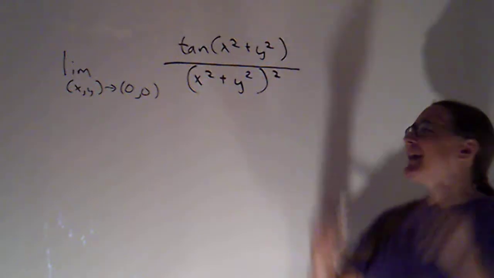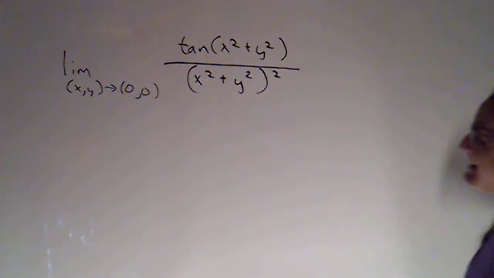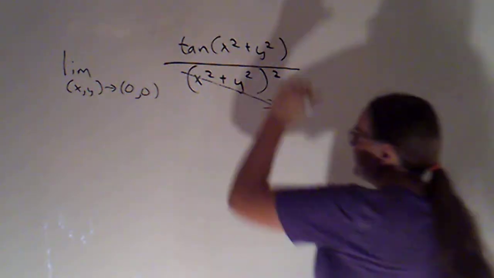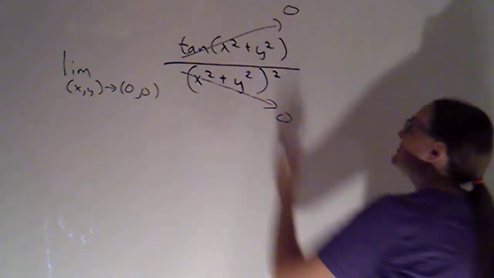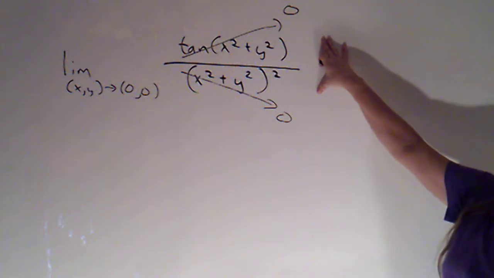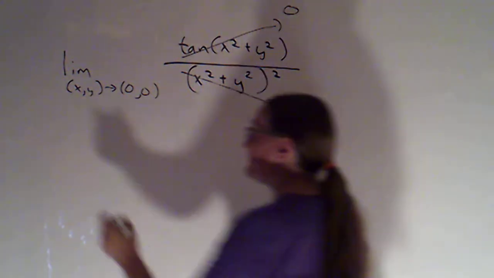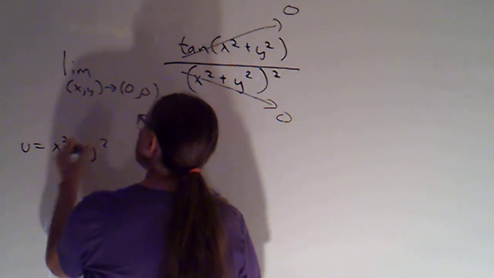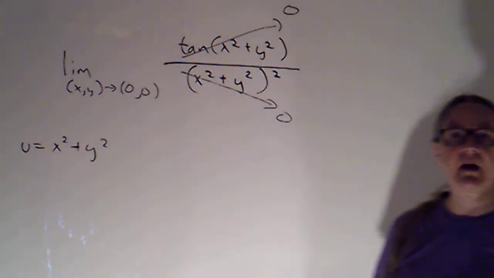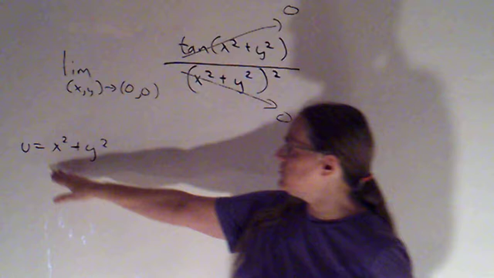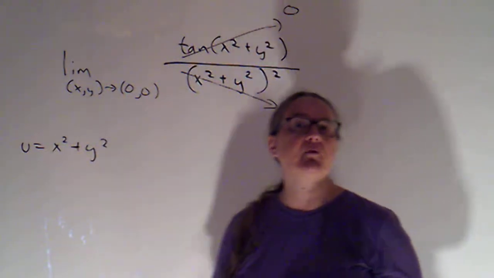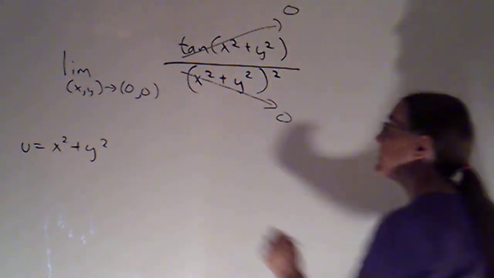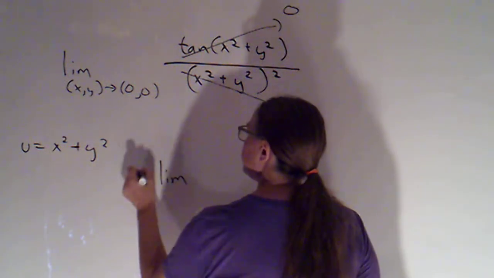Welcome back. Okay, I can see that I can't plug in the origin because of course the bottom would go to 0, the top is approaching tangent of 0, which is 0, so we have this indeterminate form. And it is very convenient that I've got this same expression, x squared plus y squared, that's causing trouble on the top and the bottom. So I can do a substitution. I'm going to let u equal x squared plus y squared, and I'm going to just rewrite this in terms of u.